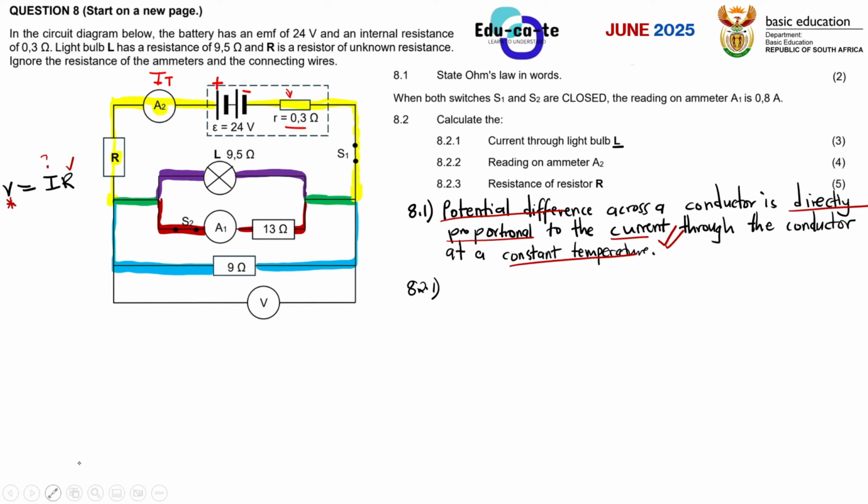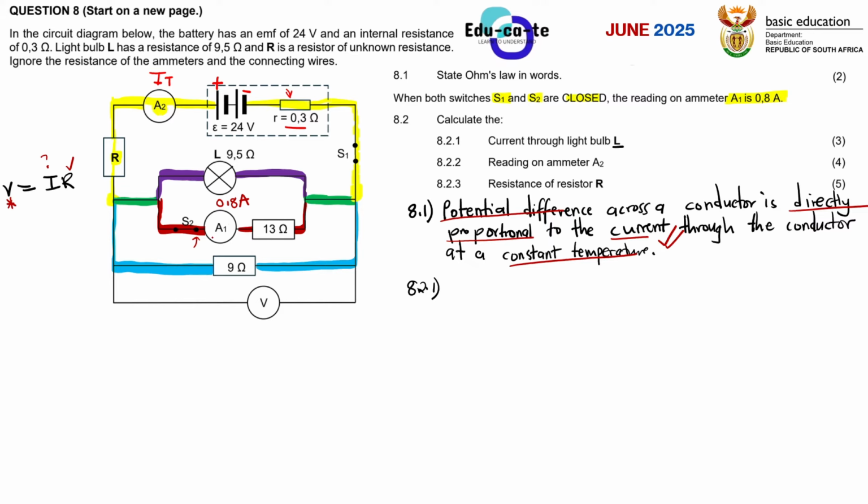By the way, we didn't read this mini statement. When both switches S1 and S2 are closed, the reading on the ammeter A1 is 0.8 amperes. This is the most important piece of information that we have missed. So basically, we know that the current through the ammeter A1 is 0.8 amperes. Remember, an ammeter is always measuring current, right? So this current through A1 is this maroon current, the one that I've drawn using the maroon color.